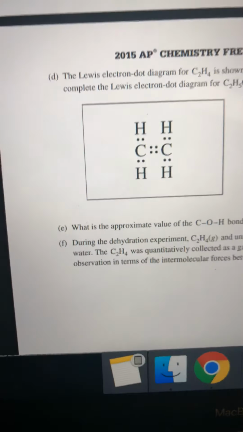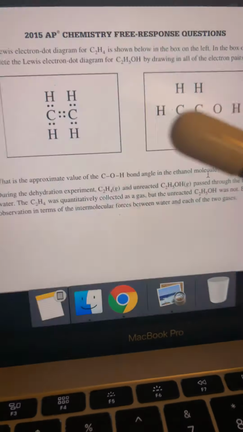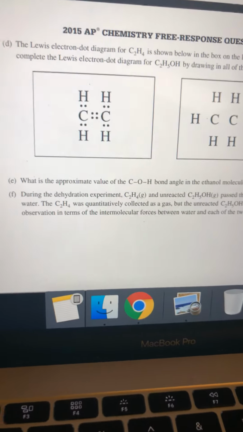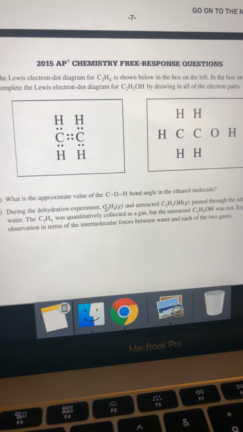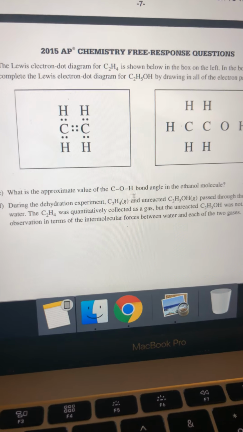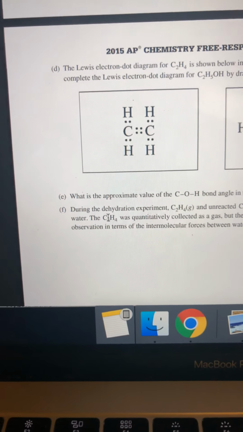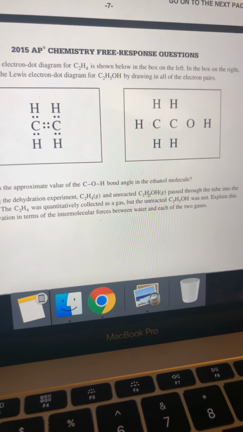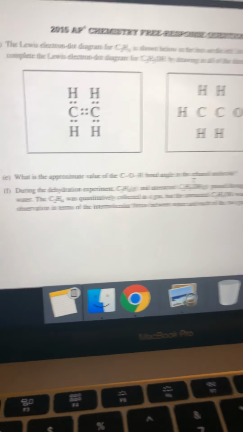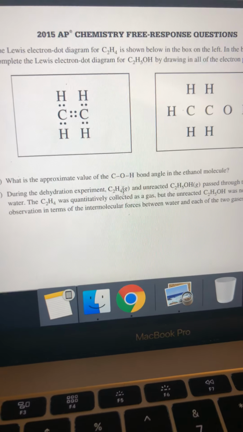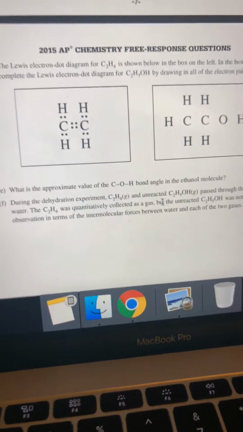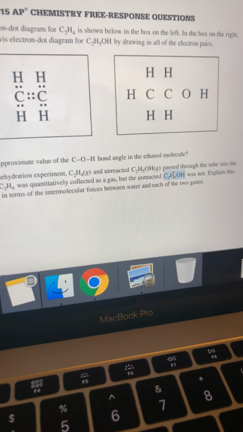Okay, last but not least is F. It's saying that this is probably one of the toughest ones, and you have to say why ethene, or wait, this is ethene and this is ethanol, okay? So it's asking why ethene is a gas and why ethanol dissolves in water. Basically we put both of them in water. Ethanol dissolved in water and ethene didn't. It just stayed as a gas, collected as a gas. And this is unreacted. It just stood in the water, okay?